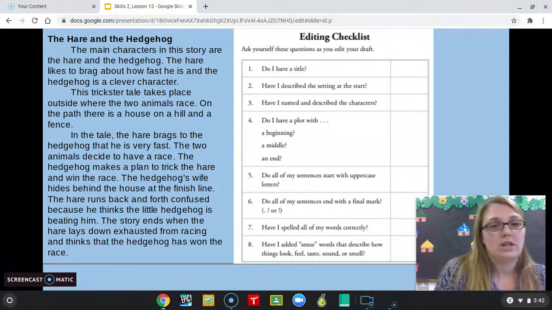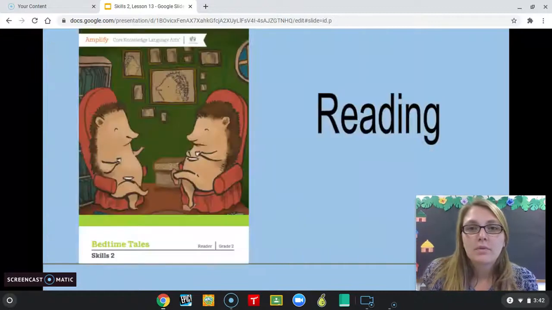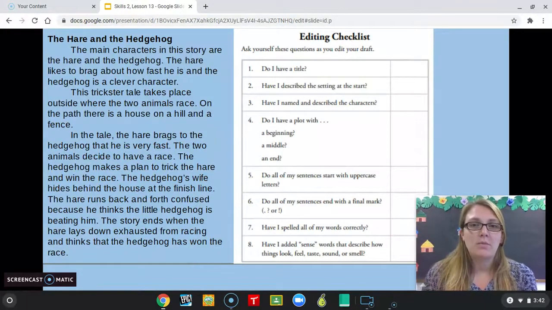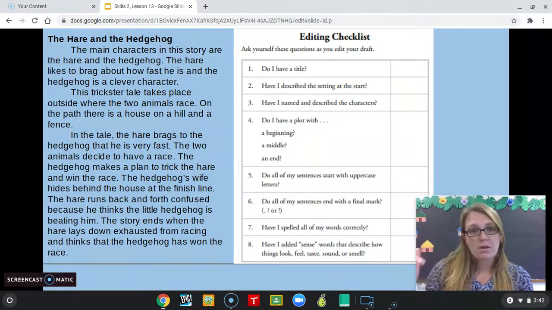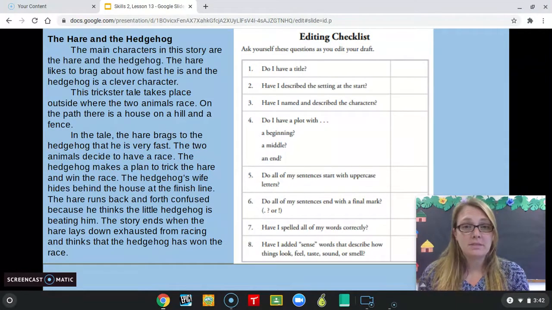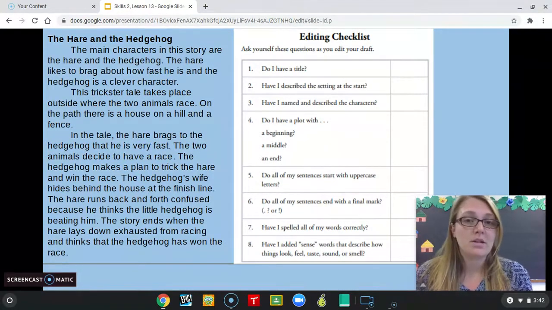So the editing checklist, making sure everything is there. One, is there a title? Nope, sorry. Did we describe the setting? Have we named the characters? Is there the beginning, middle, and end of the plot? Do I have uppercase letters at the start of my sentences? Do they have a final mark, whether that's a period, a question mark, or an exclamation point?